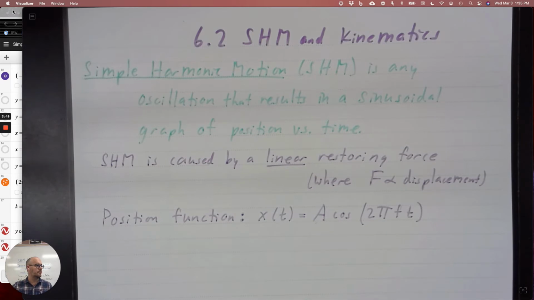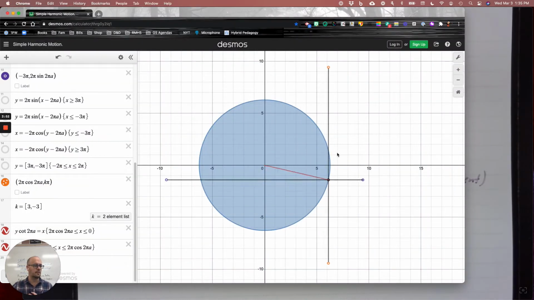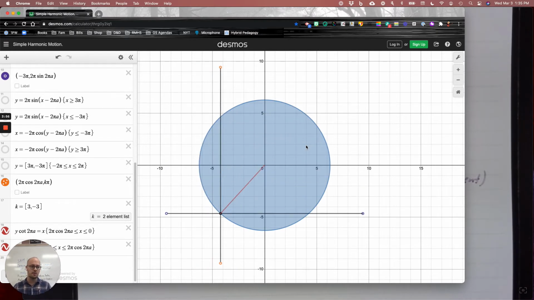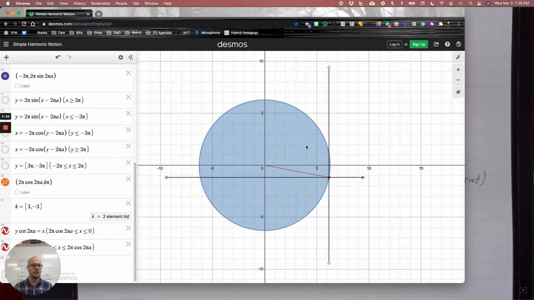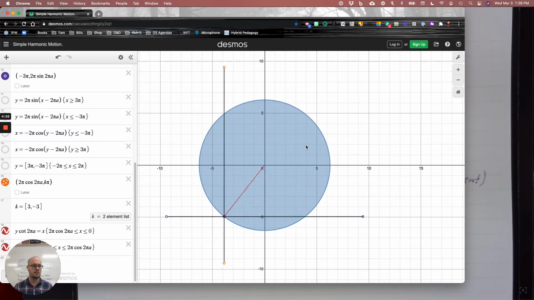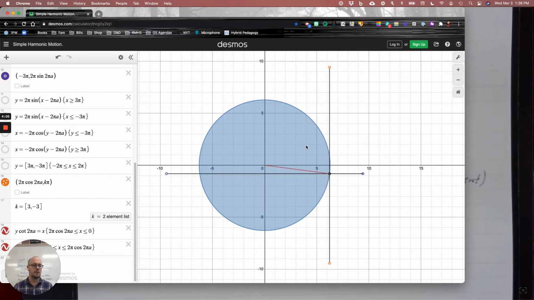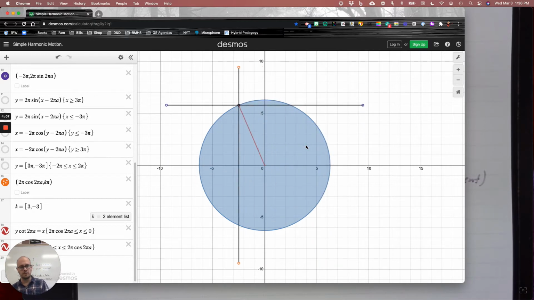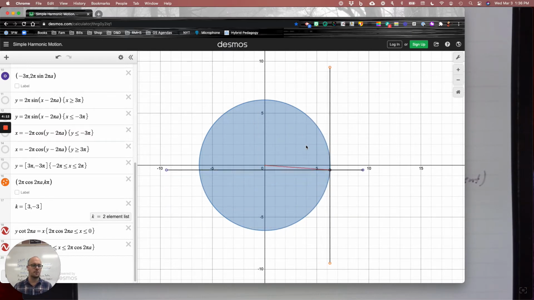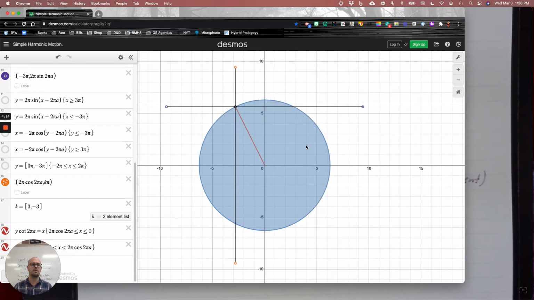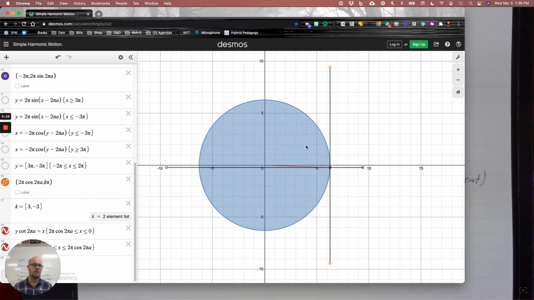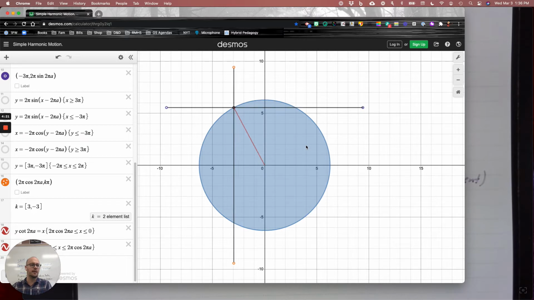So there's a proof in your book, but someone made a nice Desmos animation of circular motion. So this is uniform circular motion. If you watch that black dot at the perimeter of the circle, it's moving at a constant speed. Those vertical and horizontal bars show you the vertical and horizontal positions. So let's focus on the horizontal bar that's going up and down. That bar is in simple harmonic motion. So is the vertical bar that's going back and forth.